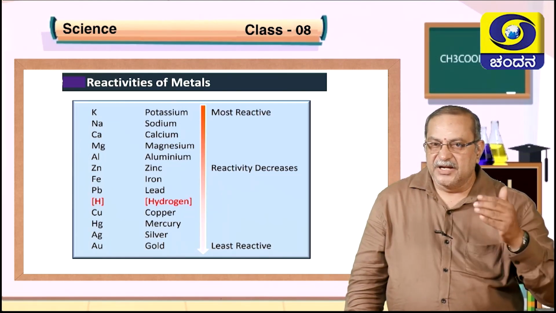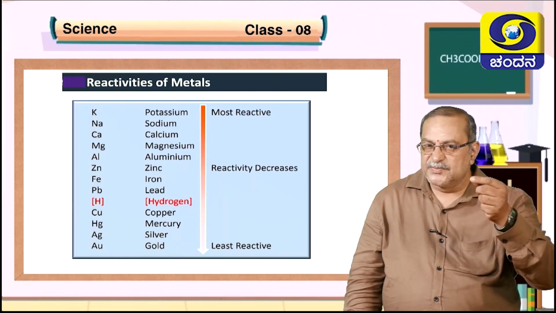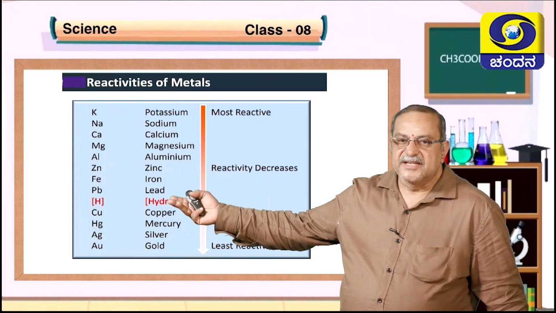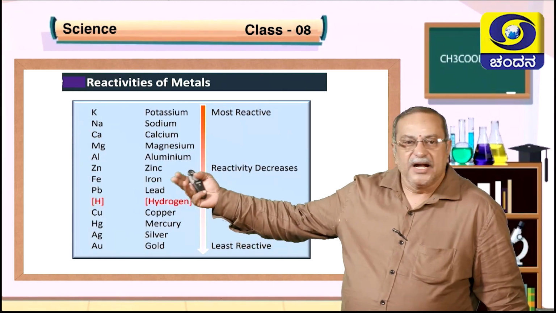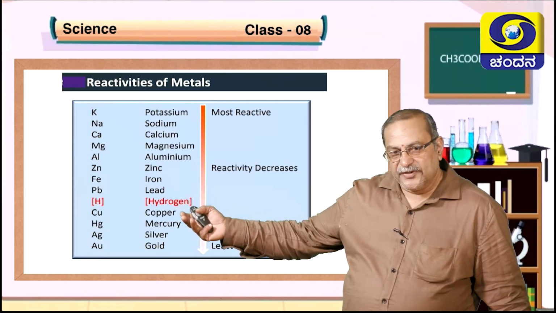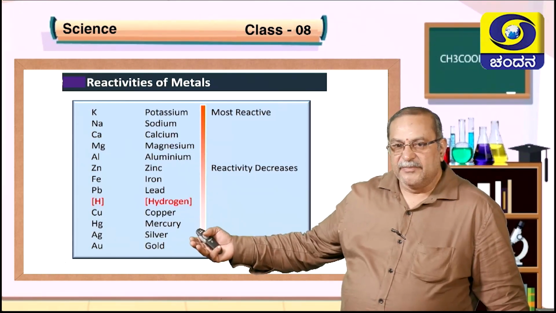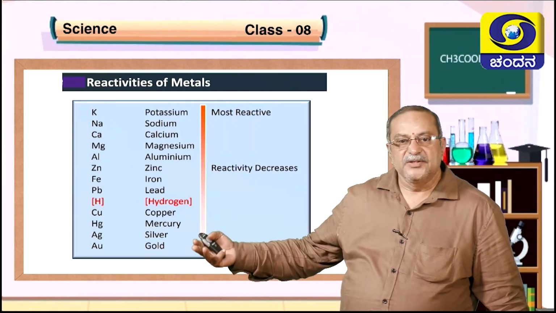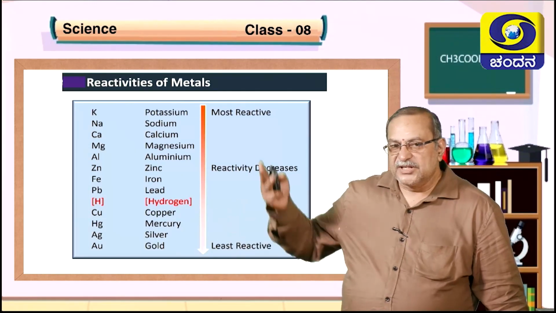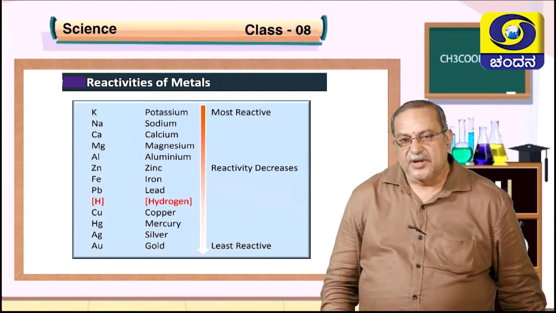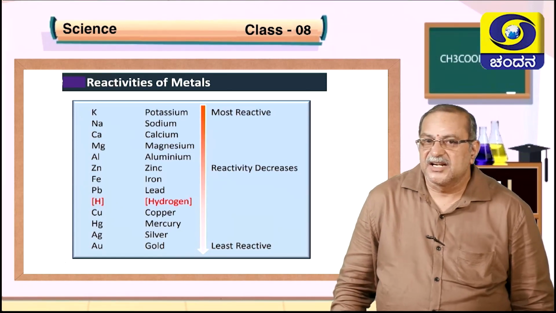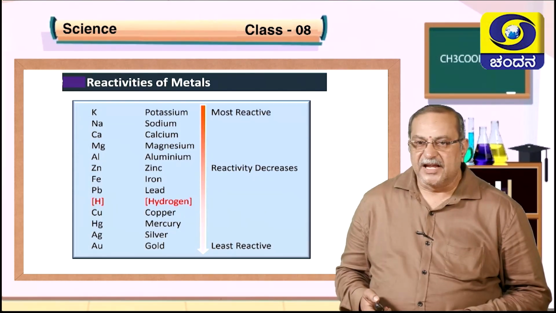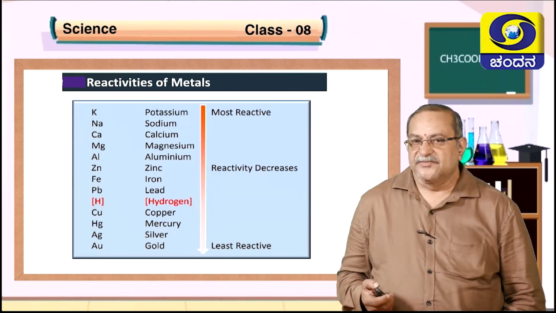So magnesium, aluminium, zinc. Aluminium is more reactive than zinc, whereas iron is less reactive than zinc. Zinc can replace iron, but not the other way round. After hydrogen, all are least reactive metals: copper, mercury, silver and gold. So this reactivity series, if you learn it in a proper way, is very useful for the 10th standard also, children. In 10th standard you are going to learn these things in detail, how they are extracted from their source.